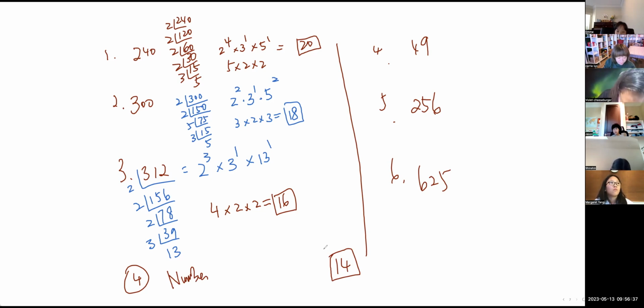你在别的地方上课，人家肯定做到这里就完了嘛，对不对，Margaret? So now you are going to create a number, but the number of factors must be 14. 我看看谁先告诉我。312 is a number with 16 factors. 300 is a number with 18 factors. And 240 is a number with 20 factors. I want you to create a number with 14 factors.